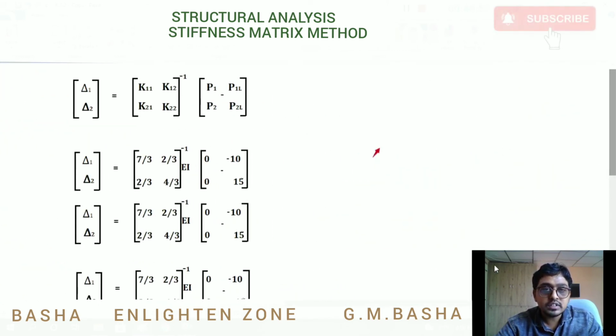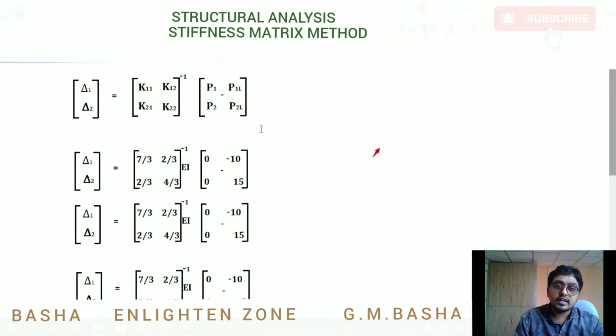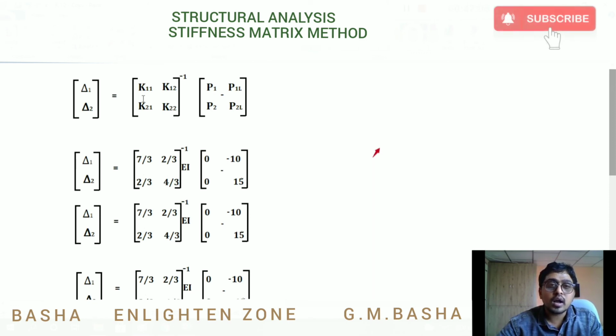See here, this is our 2 by 2 matrix formula. Already I explained it at the start. Delta 1 and delta 2 are the unknowns. K11, after simplifying, will be 7 by 3 EI, K12 will be 2 by 3 EI, K21 equal to K12 will be 2 by 3 EI, and K22 will be 4 by 3 EI. I am taking EI common and outside, then taking just the values 7 by 3, 2 by 3, 2 by 3 and 4 by 3 in place of K11 and so on, keeping the EI constant term outside.